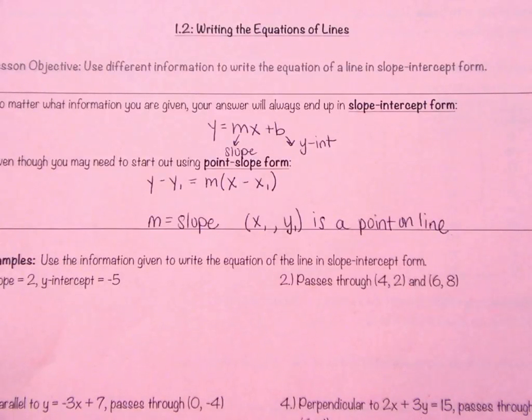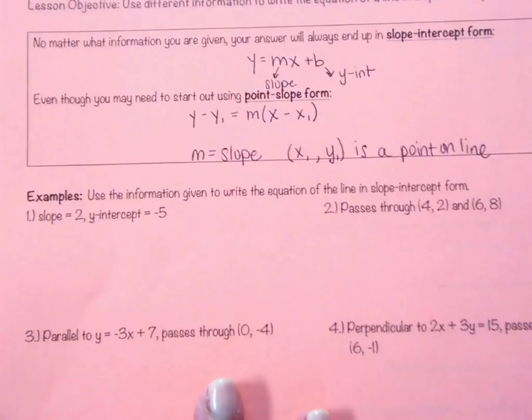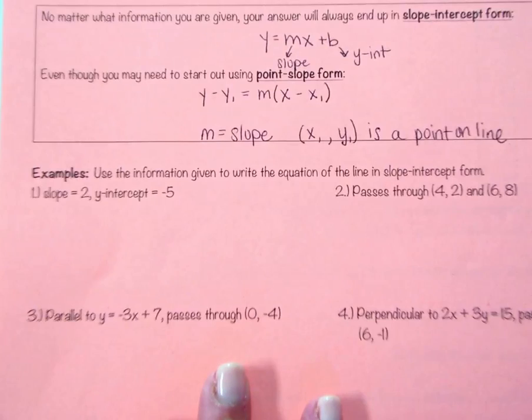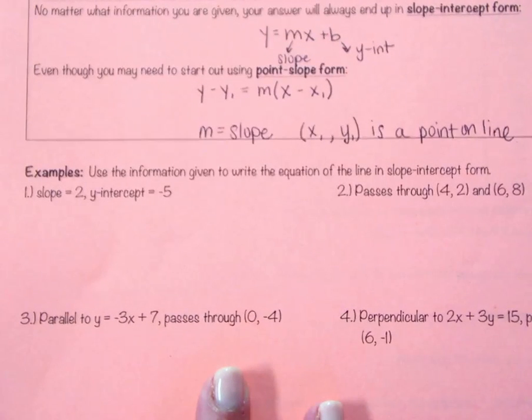So we have a few different examples given different pieces of information. And again, for all four of these, we are going to end up in slope-intercept form. For the first example, we are just straight given the slope and the y-intercept. There's not really a whole lot of work at all that we need to do here.